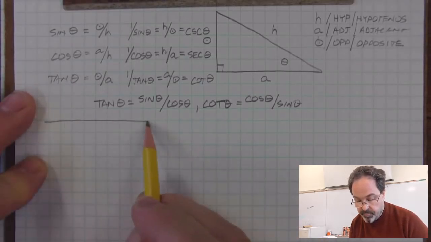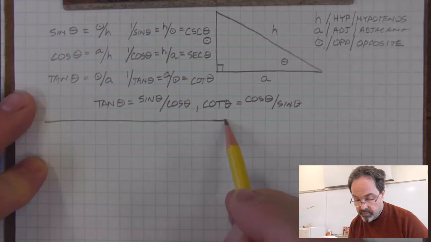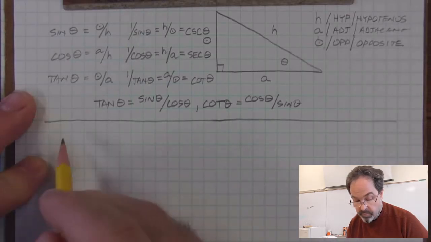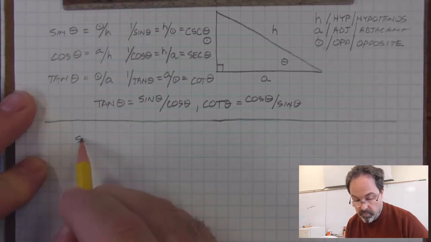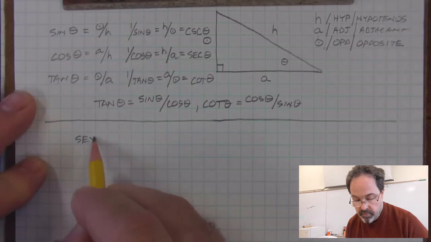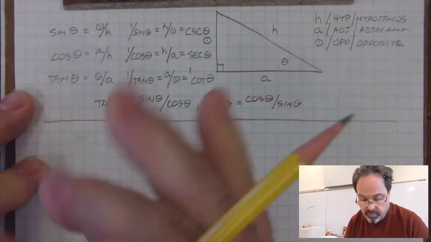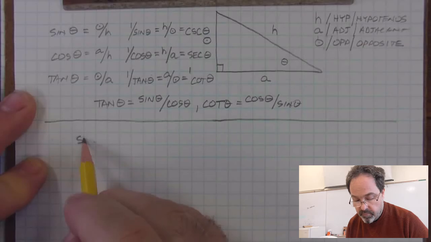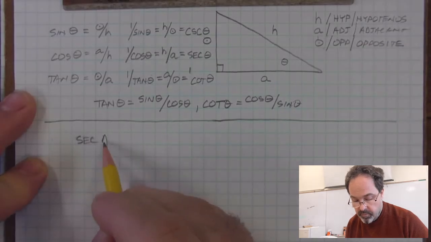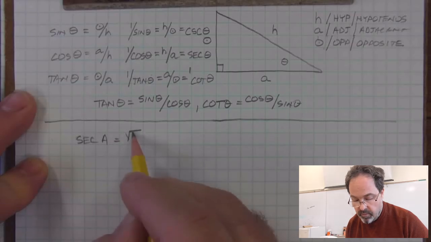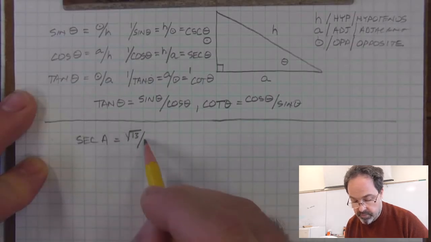Why is this useful? Let's give some examples. We could be given information in the form of a reciprocal. We could be given secant of an angle A that is unknown is equal to the ratio radical 13 over 3.